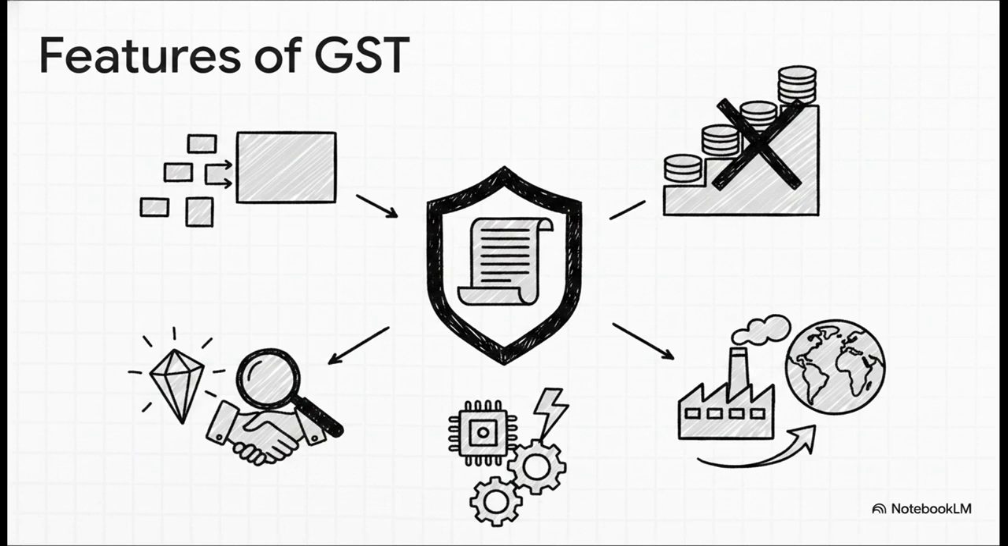And the biggest one? It completely eradicates the cascading effect of tax on tax, which really helps in keeping everyday prices in check. Plus, it brings much-needed transparency, boosts our Make in India project by making our goods competitive globally, and it's entirely technology-driven for super-fast decisions.